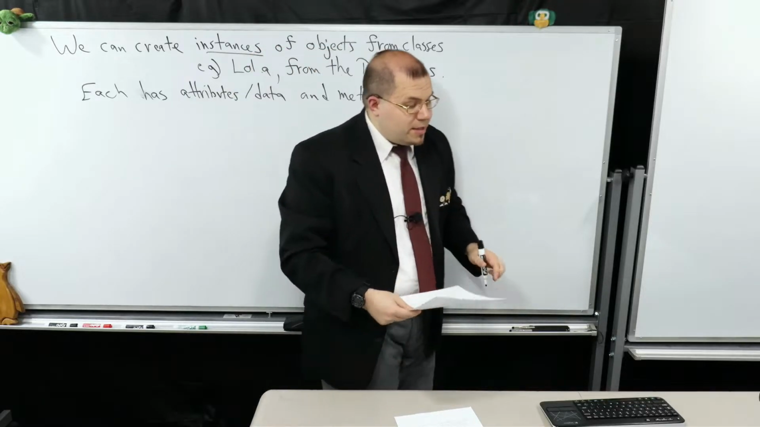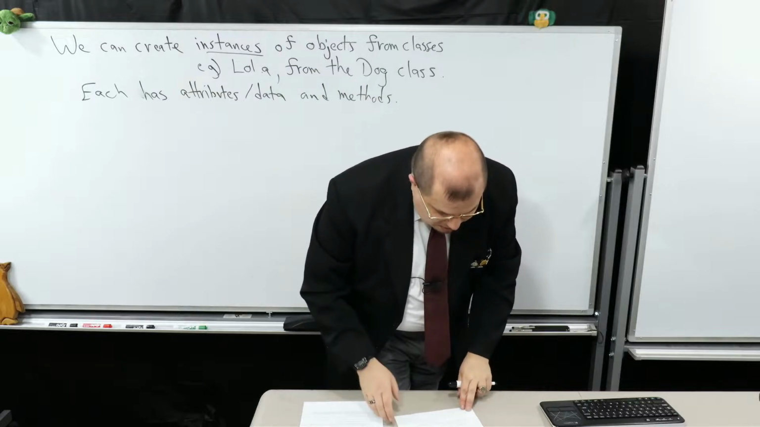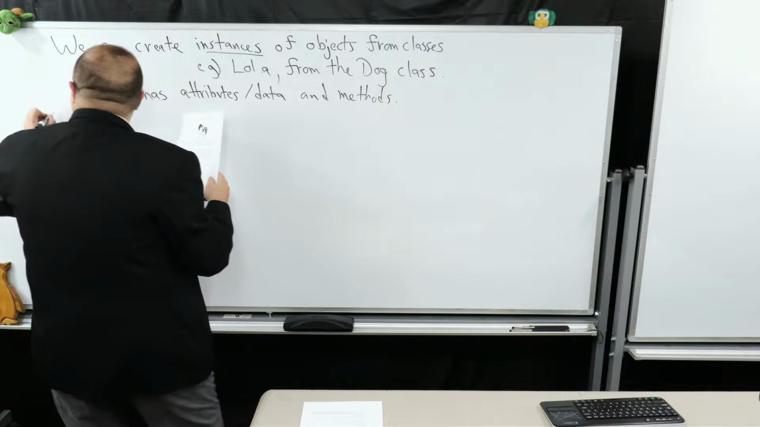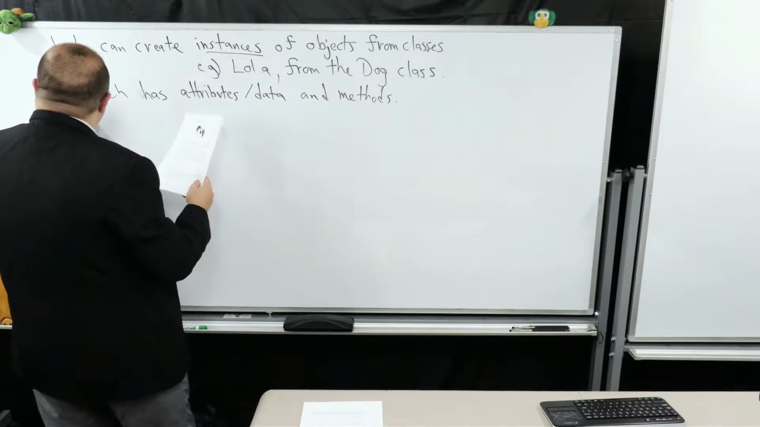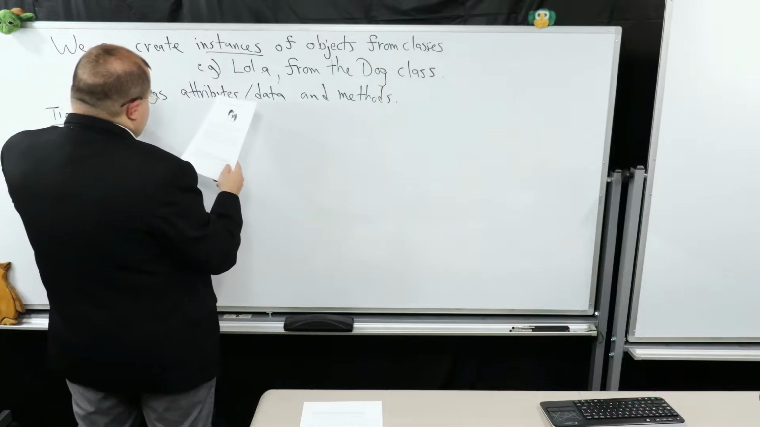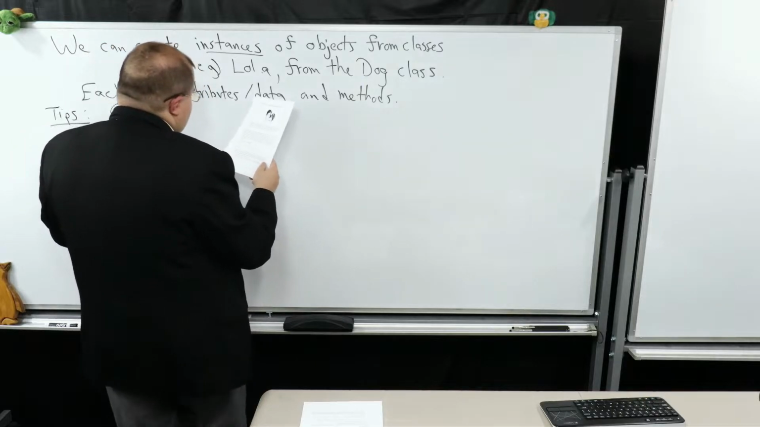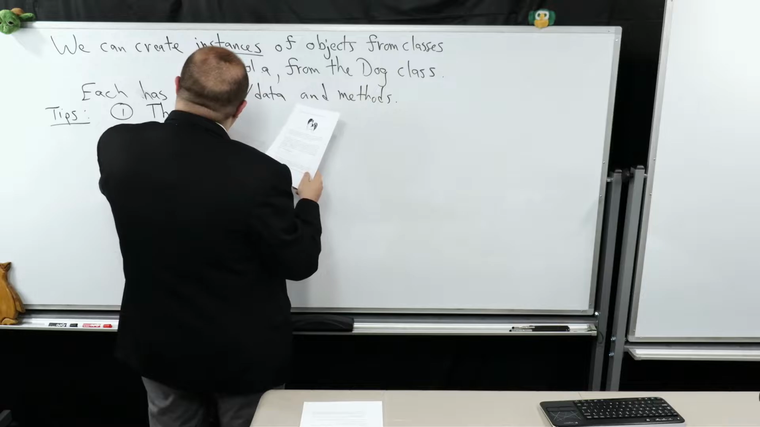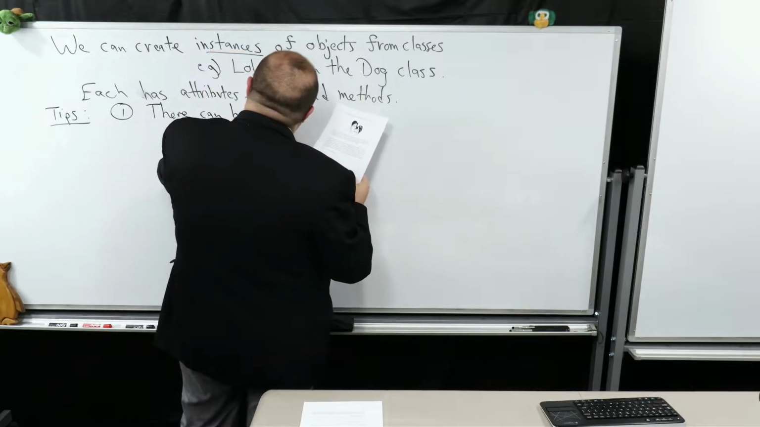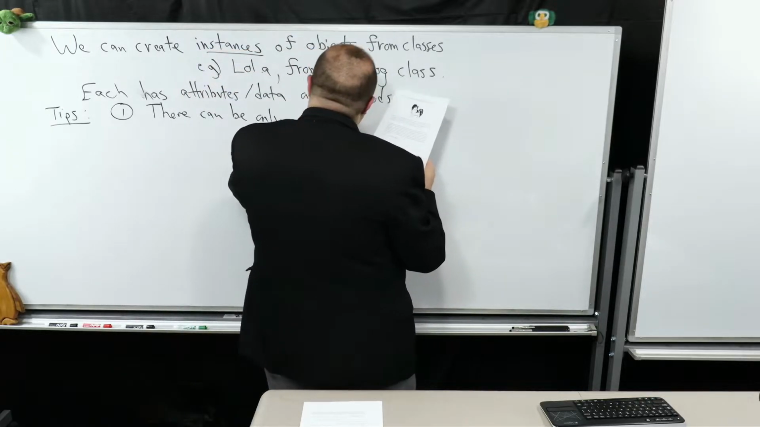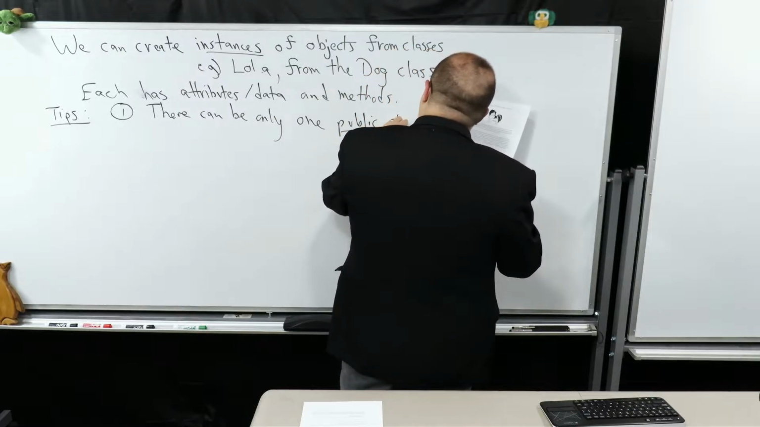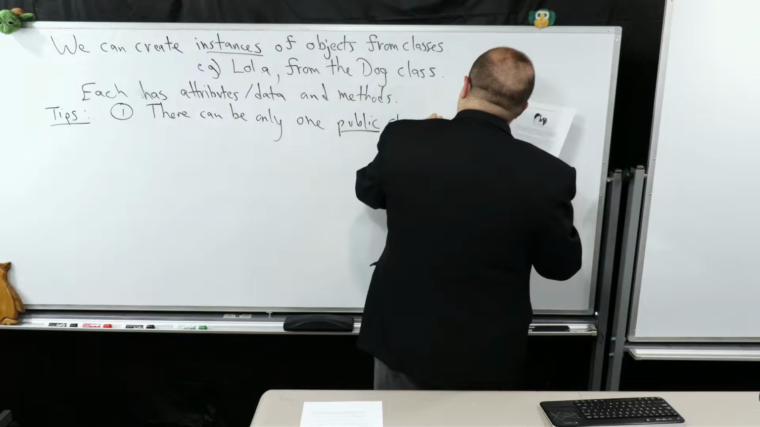Now, just a couple of remarks before I get too ahead of myself, because I'm going to talk a little bit about methods. So, two tips that I want to make sure you're aware of. Just tips. So, first tip. There can be only one public class per Java file.